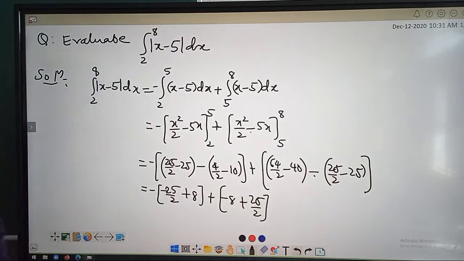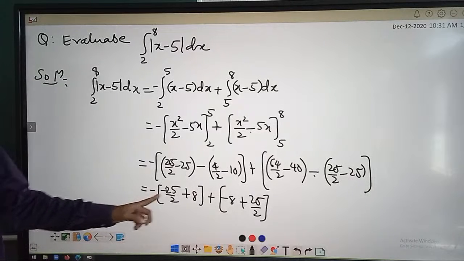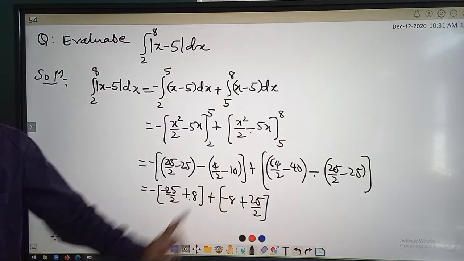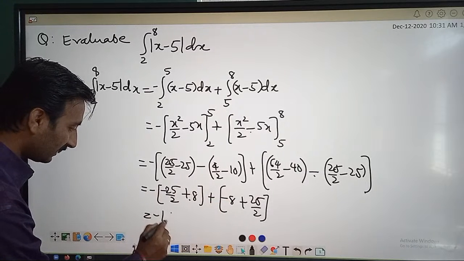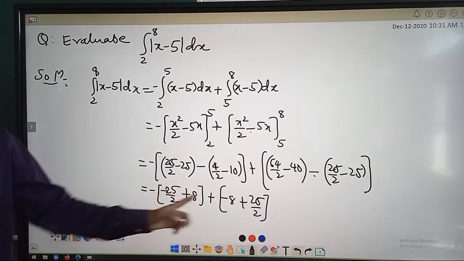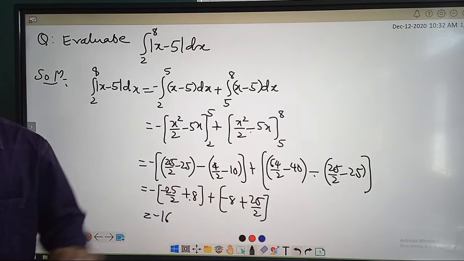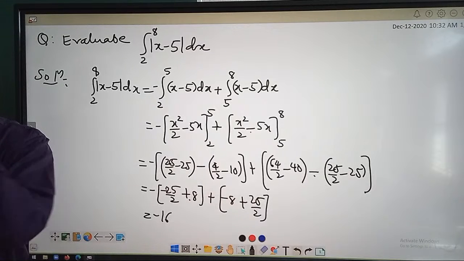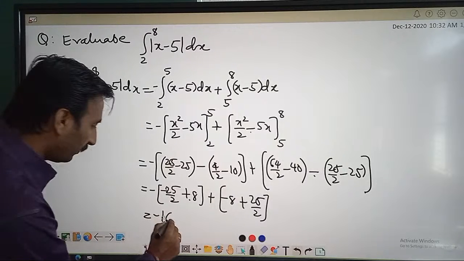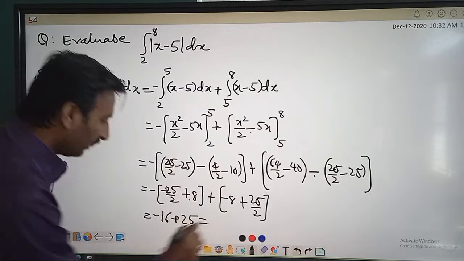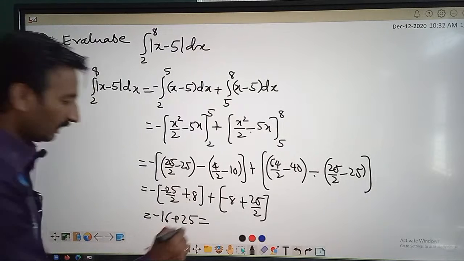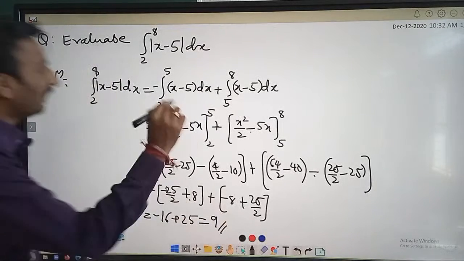Now look here, this minus 8 and here also minus 8. What do you get? Minus 16. Here minus of minus is plus 25 by 2. This is plus 25 by 2, and 25 by 2 plus 25 by 2 is 25. Half 25 and half 25 becomes full 25. Correct? Plus 25. Minus 16 plus 25 is 9. So this is the answer for this question.